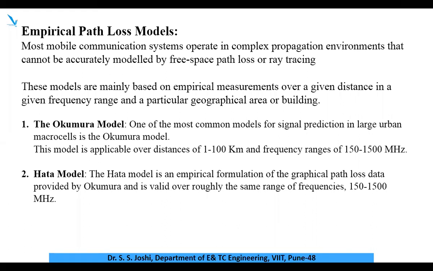Most mobile communication systems operate in complex propagation environments that cannot be accurately modeled by free space path loss or ray tracing. These models are mainly based on empirical measurements over a given distance, in a given frequency range, and in a particular geographical area. So the important points to note here are how much the distance is, what frequency range you are using, and what the geographical area is, or a building. These three parameters are very important.